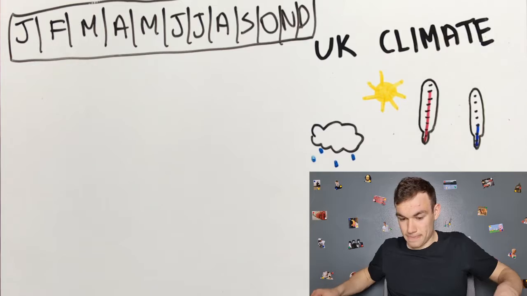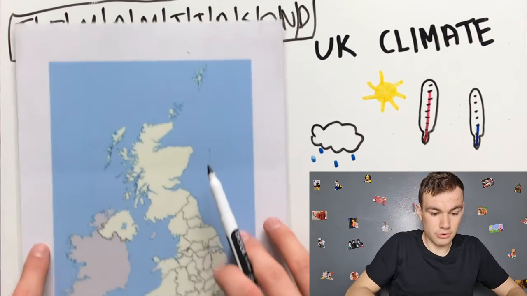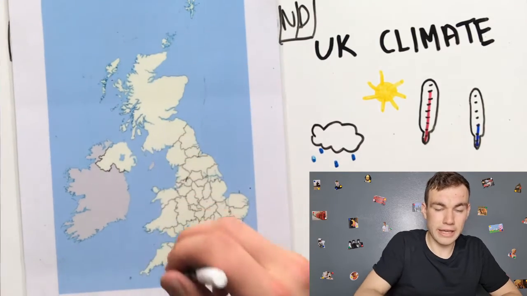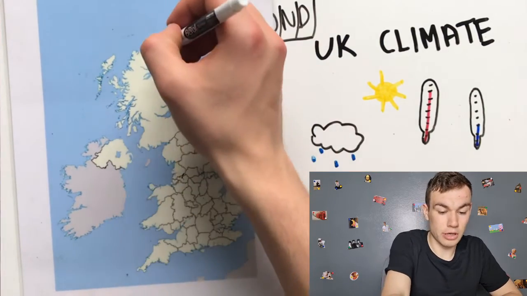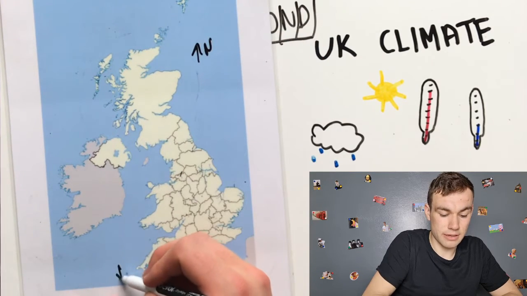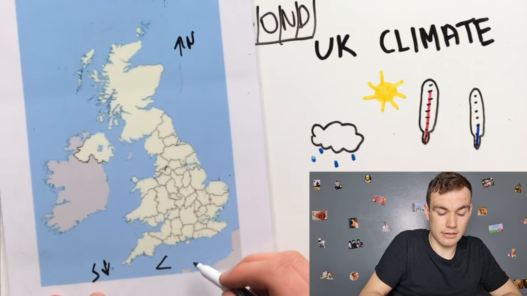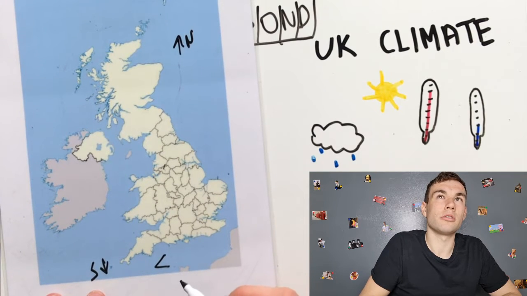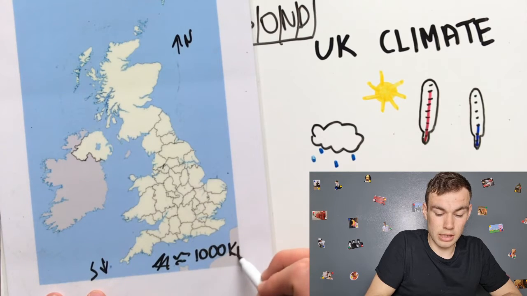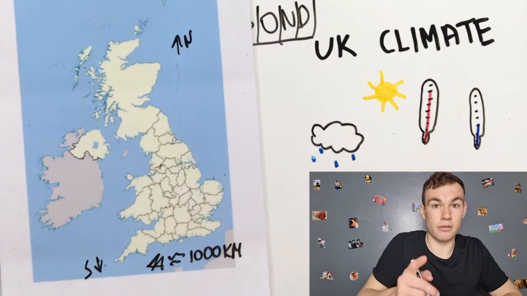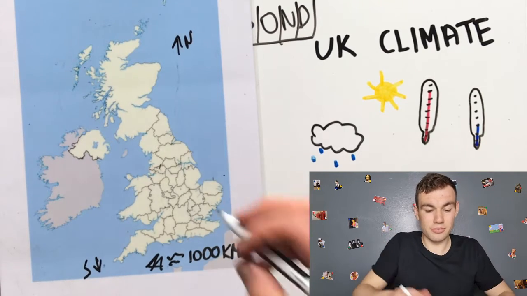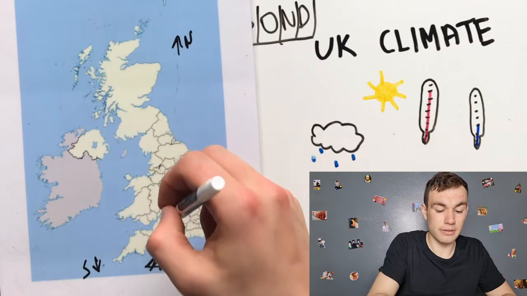Okay. Now, let's look at the UK in a little bit more detail. So, the UK is not that big. From the northern tip to the southern tip is less than 1,000 kilometres, maybe about 1,000 kilometres. So not that far. But the weather actually changes quite a lot depending on where you are.